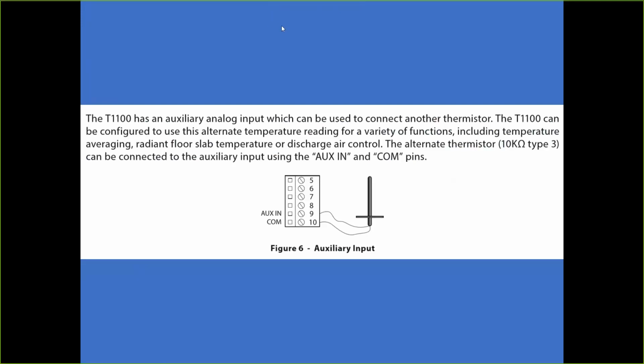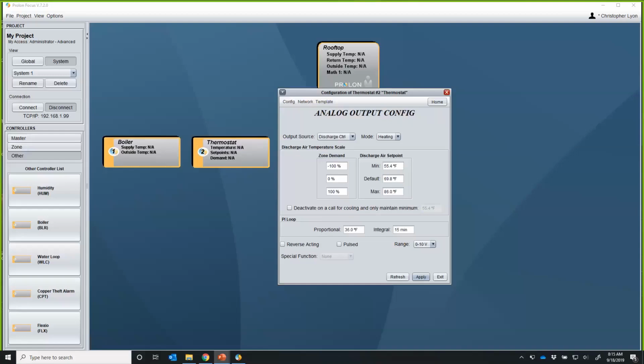So back to the setup on this. Here we are. So we choose our discharge air control. We can use a heating or cooling. Typically, it's going to be a heating logic.